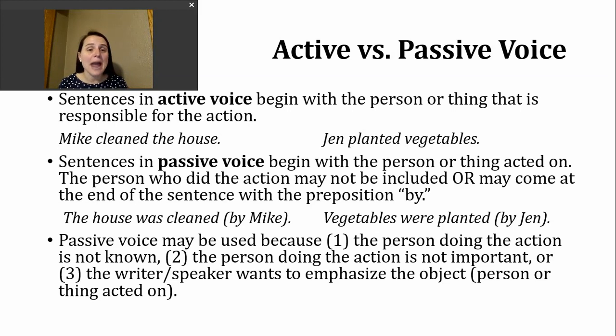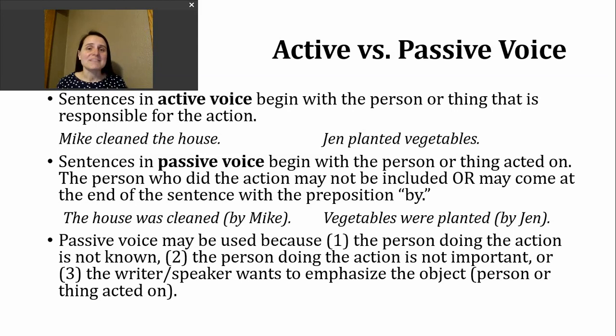So I've taken the two active sentences and I've changed them to passive voice. The house was cleaned. Could put a period there, and that would be a perfectly fine sentence. Or I could say, the house was cleaned by Mike. Could say, vegetables were planted. Or could say, vegetables were planted by Jen.